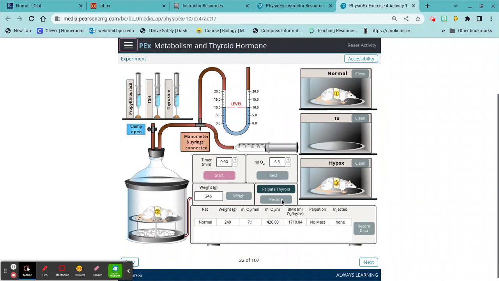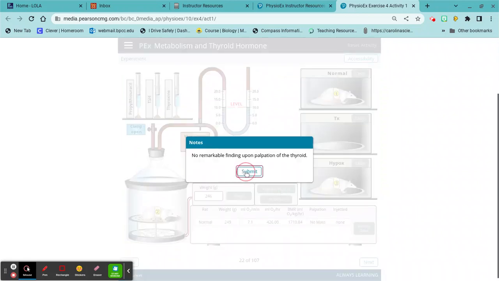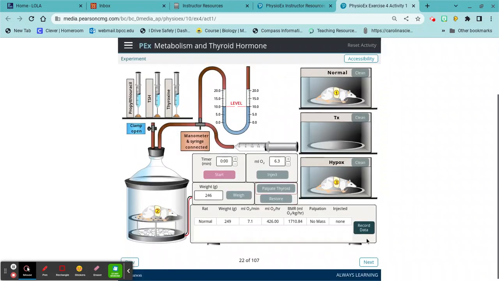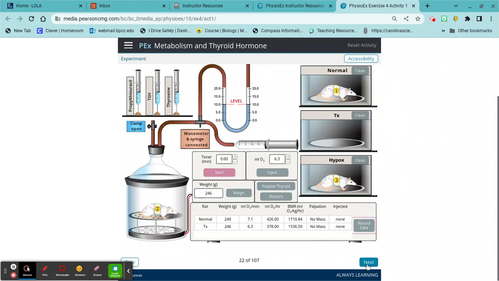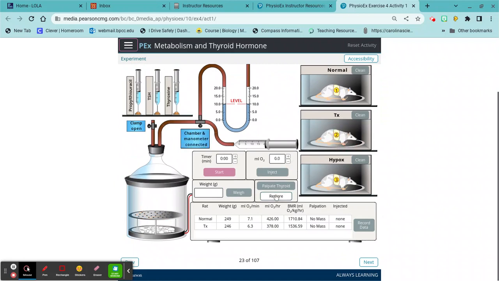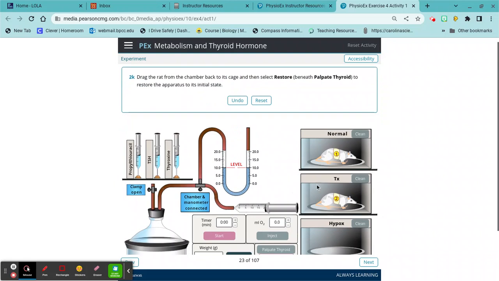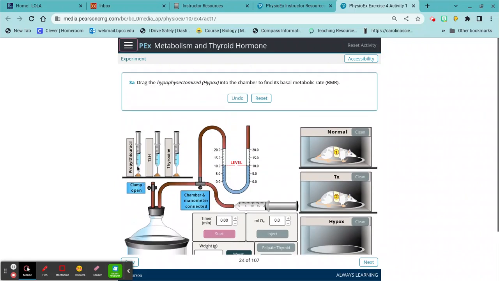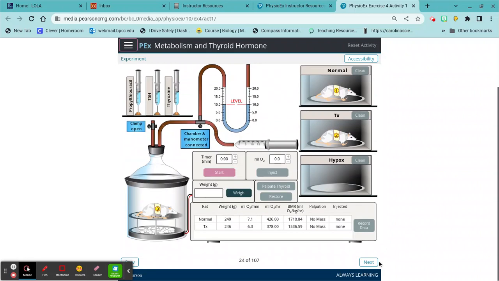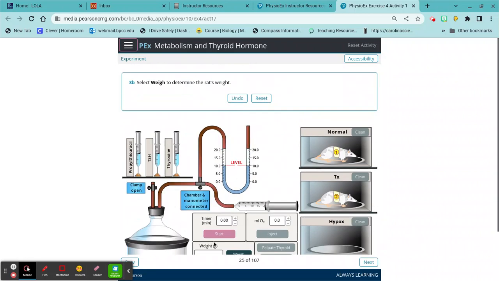Okay, so we're going to palpate the thyroid. No remarkable findings. We're going to record data. Okay, and then we do it again. We start with the third rat. So we're going to restore this. We're going to move this one over. There we go. We're going to weigh it.